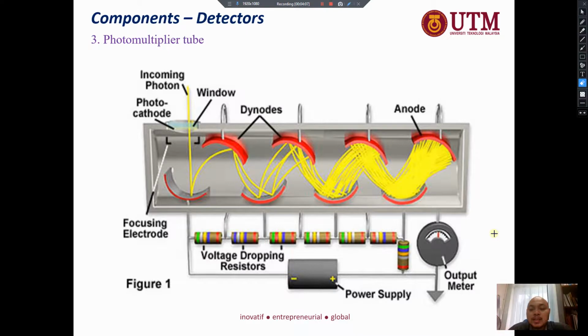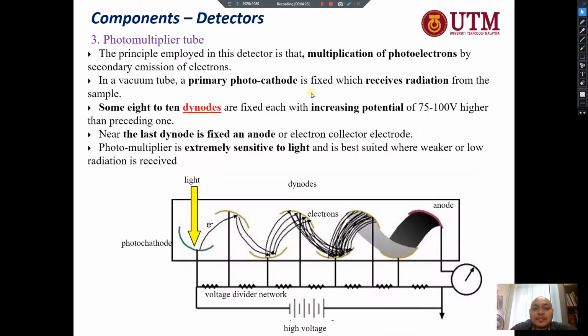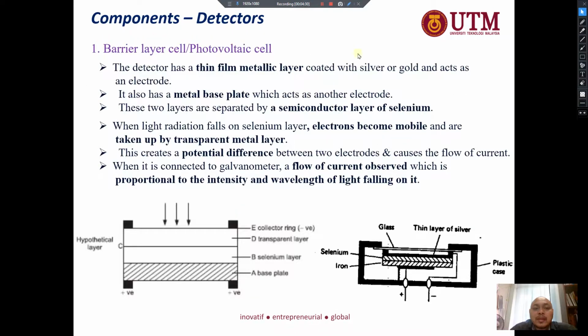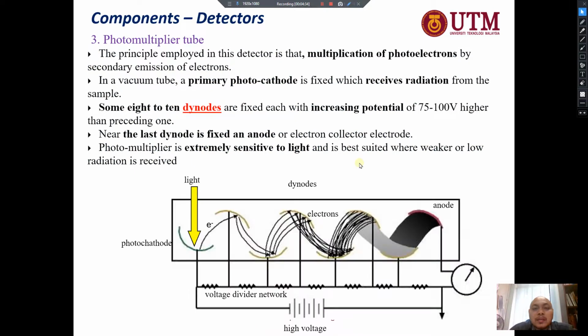So now we have already learned three kinds of detector. We have the photovoltaic barrier cell, we have the phototube, and now we have the photomultiplier tube. Please don't ever suggest the photovoltaic cell as the detector. At least the phototube only. Don't ever suggest this.